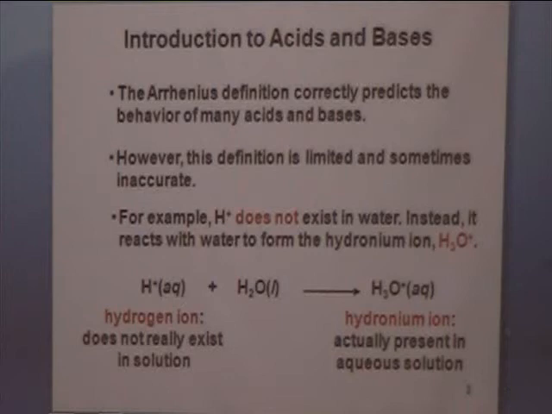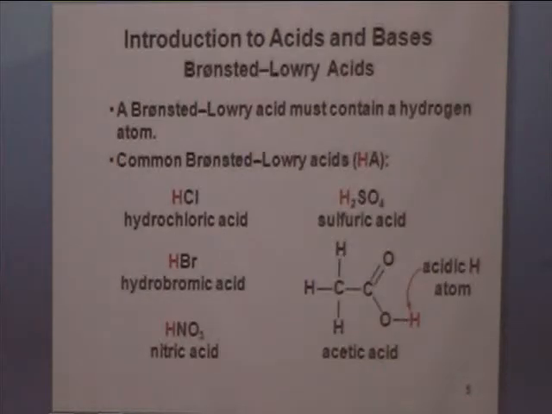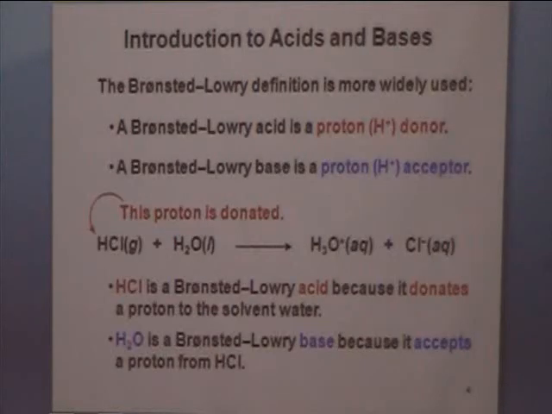So they have another definition, which is the Bronsted-Lowry acids and bases definition. The Bronsted-Lowry acid and base definition says that an acid is simply a proton donor. Okay? If a substance can donate a proton, which is a hydrogen ion, it is said to be an acid. A Bronsted-Lowry base is a proton acceptor, or hydrogen ion acceptor.